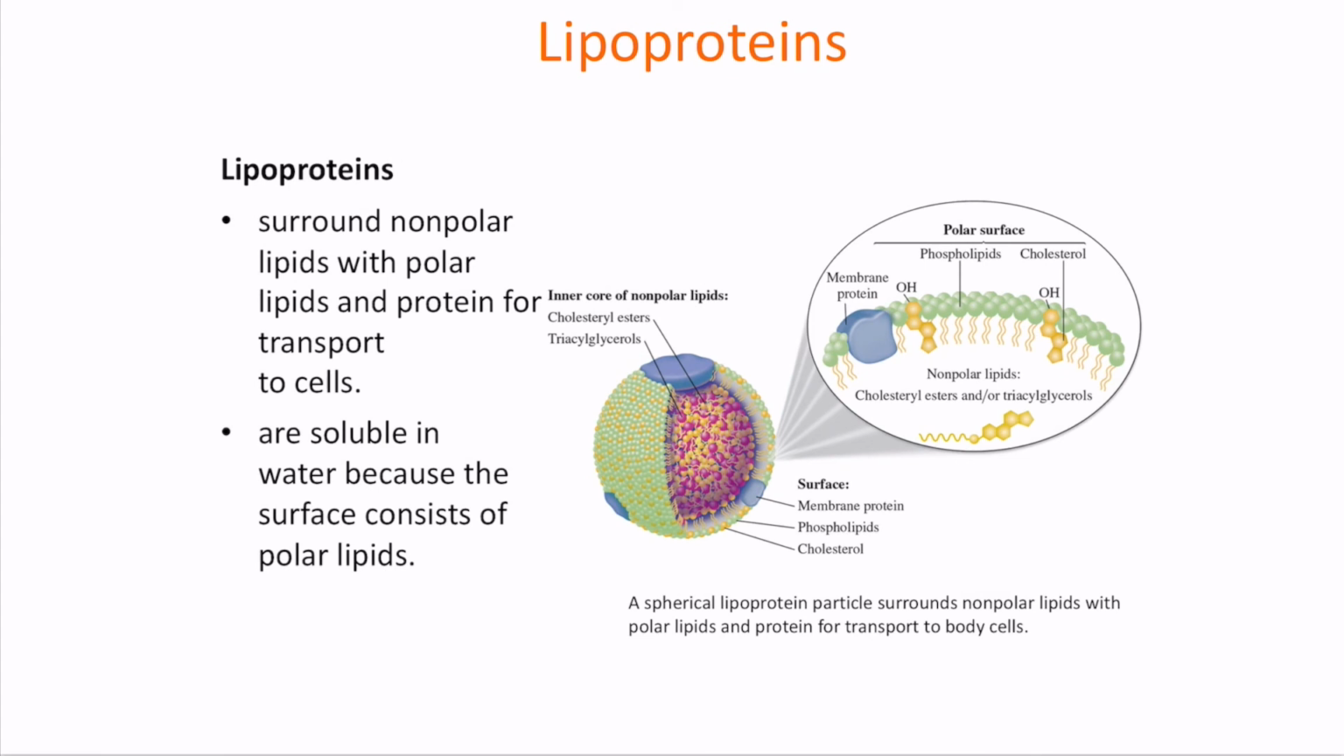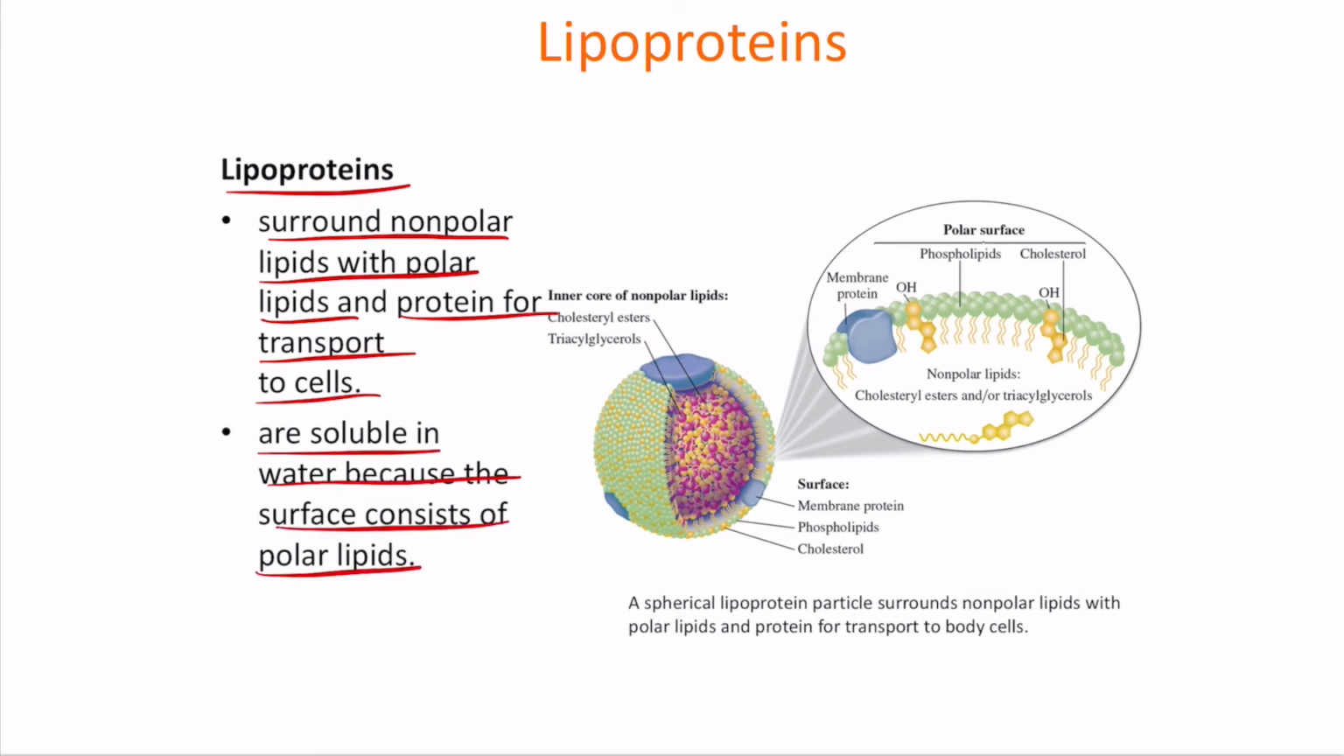So what lipoproteins do is that they surround the non-polar lipids with polar lipids and protein for the transport to the cells. And these are soluble in water because the surface consists of the polar lipids. So this is the idea behind a lipoprotein. This is one of the reasons why viruses can enter your body as well. They can also create these lipoprotein barriers and easily enter your cell.